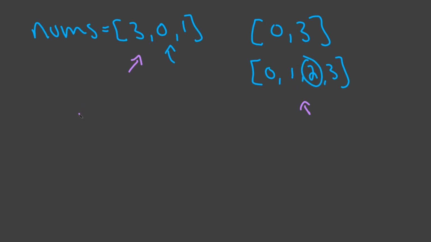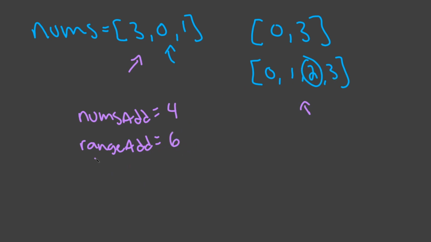So let's just make a variable. Let's call it nums add. And here we're going to store the addition of these three numbers. So 3 plus 0 plus 1. That is 4. And now we're going to have our other variable, range add. And here we're going to store the addition of all of these numbers, so 0 plus 1 plus 2 plus 3. And that would be 6.